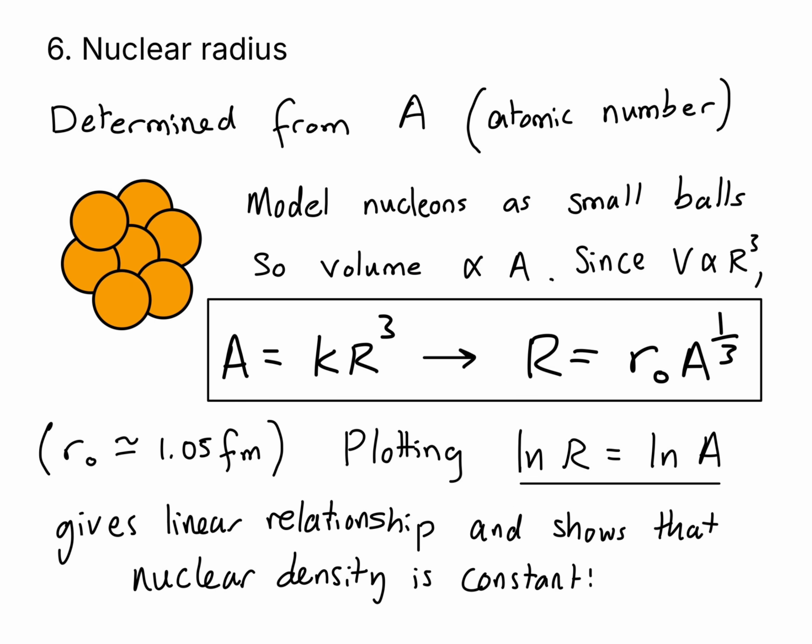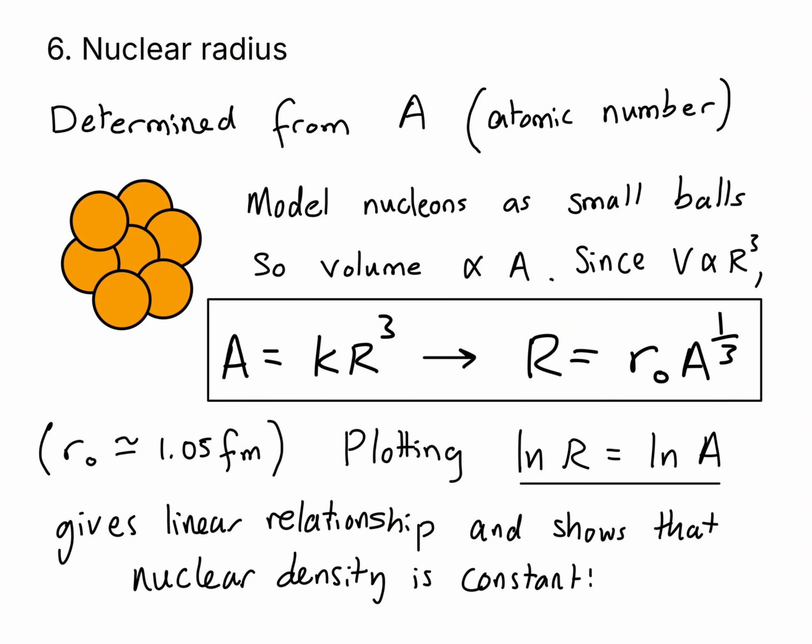The other method is a lovely piece of reasoning. Assume the nucleons just stack together like little balls. Then the volume of the nucleus is simply proportional to the number of nucleons A, and volume goes as r cubed. So A is proportional to r cubed, which rearranges to r equals r naught times A to the 1/3. That r naught is about 1.05 femtometers.